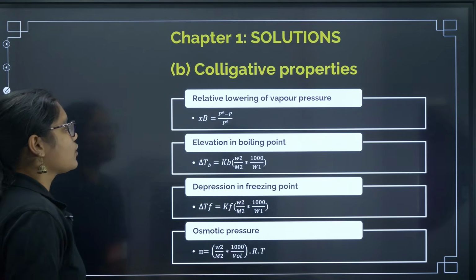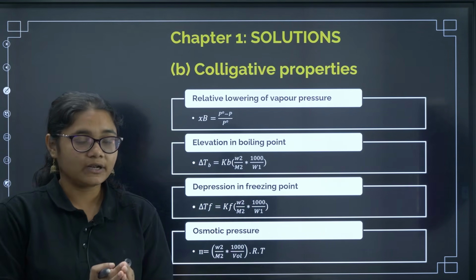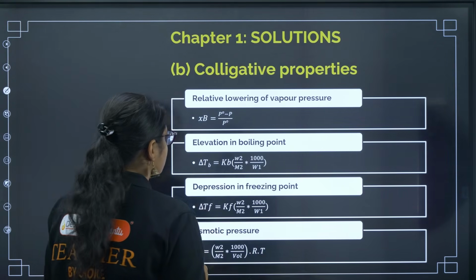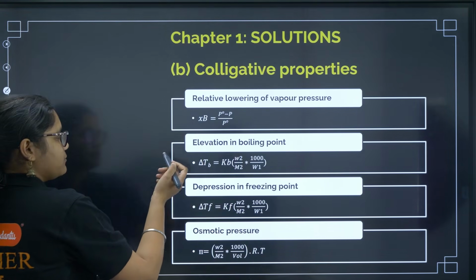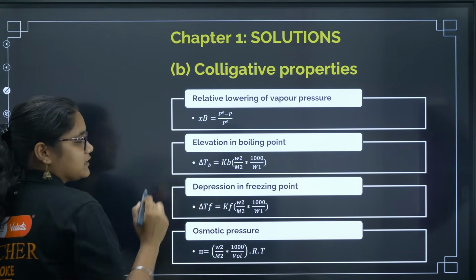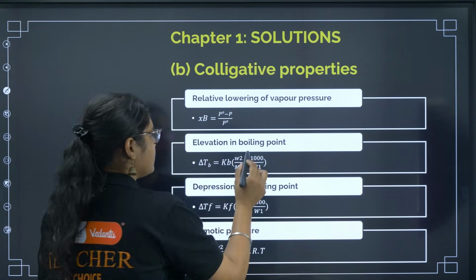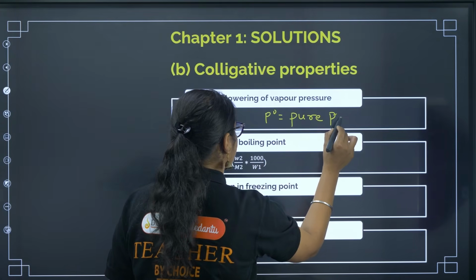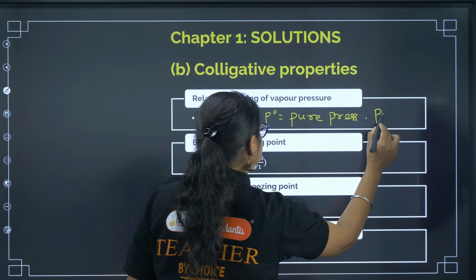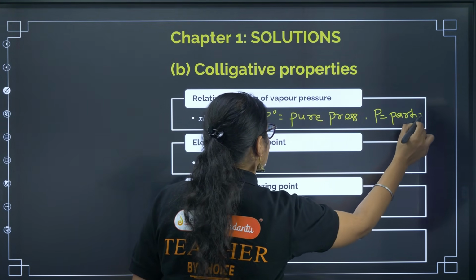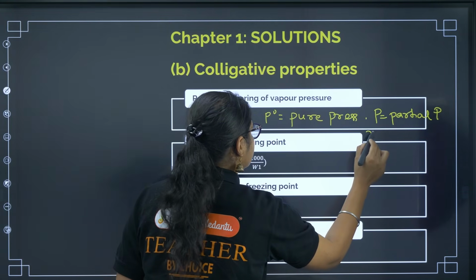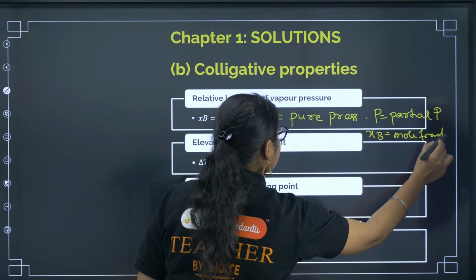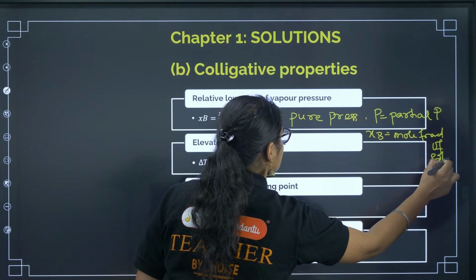Next coming to colligative properties, the most important topic from the solutions chapter. First is relative lowering of vapor pressure: P0 minus P by P0 is equal to XB. Okay, what is P0 here? P0 is the pure solvent vapor pressure, okay, and P is the partial pressure, right, and XB is the mole fraction of the solute. Okay, mole fraction of solute.